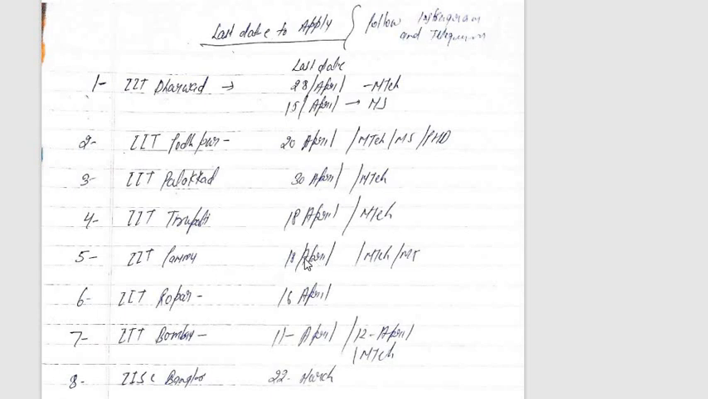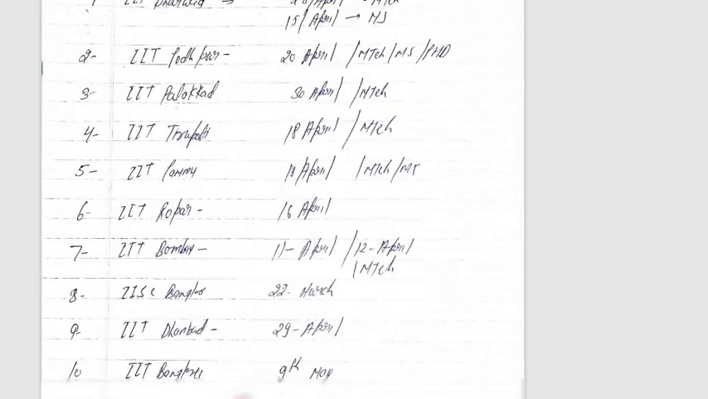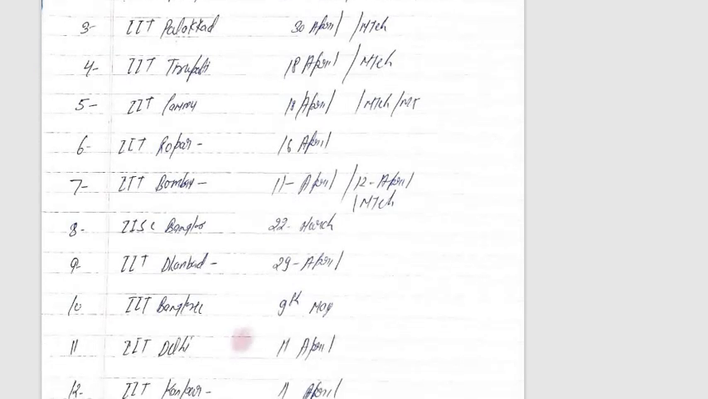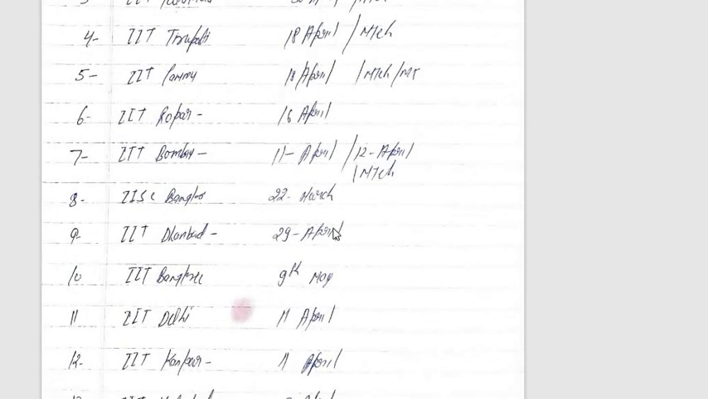IIT Jammu, 18 April last date. IIT Ropar, 16 April last date. And seventh, IIT Bombay, 11 April for MS and 12 April for M.Tech. And IISc Bangalore, 22nd March, it will be extended. If you go to the IISc Bangalore website, it will be extended. Last year the same situation happened.